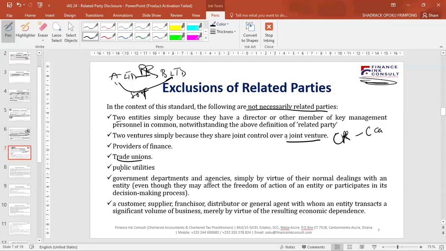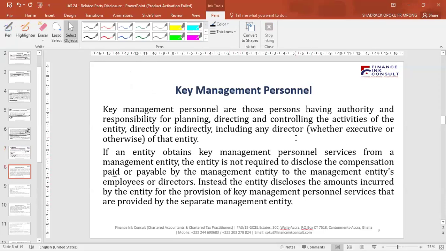Trade unions, public utilities, government departments and agencies, simply by virtue of their normal dealings with the entity, as a customer, supplier, these are not related parties. Even though in our normal course of business, we will be meeting them day to day, time to time, it doesn't make them our related parties. It is more of control. Once again, it's more from the consolidation point of view.